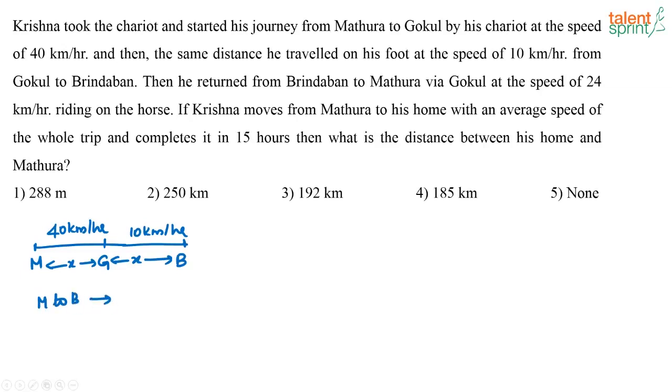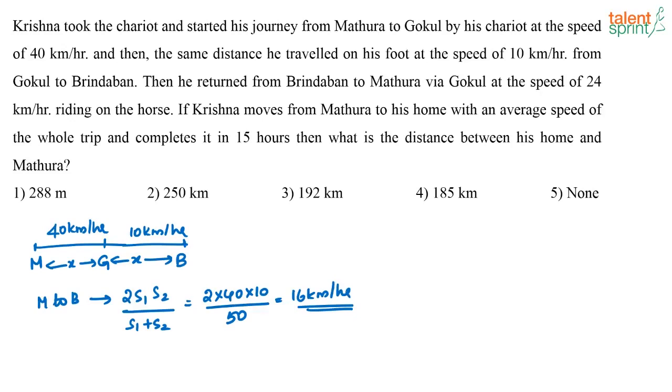For travelling from M to B, his average speed, see, when the distance is constant, the speed is nothing but 2 s1 s2 by s1 plus s2. Right, this is the formula for average speed when the distance is constant. So using this, the average speed from M to B is 2 into 40 into 10 divided by 40 plus 10, that is 50, which is equal to 2 into 400 by 50, that is 8 into 2, that is 16 kilometers per hour. Correct. So this is 16 kilometers per hour.